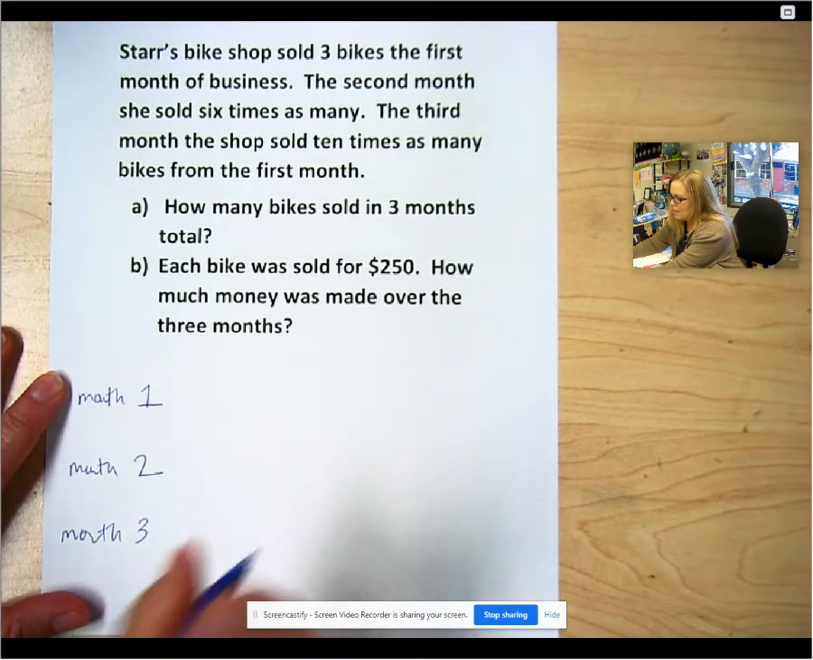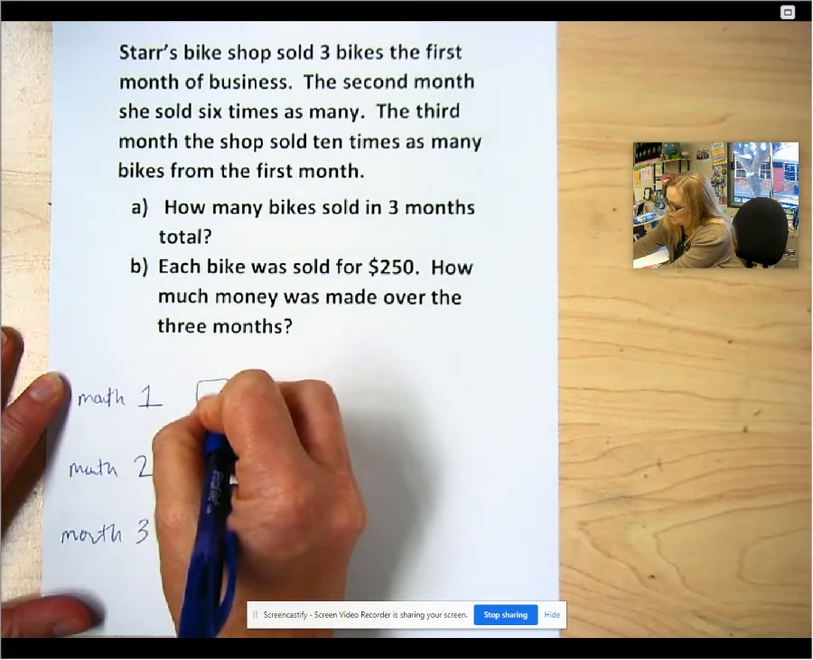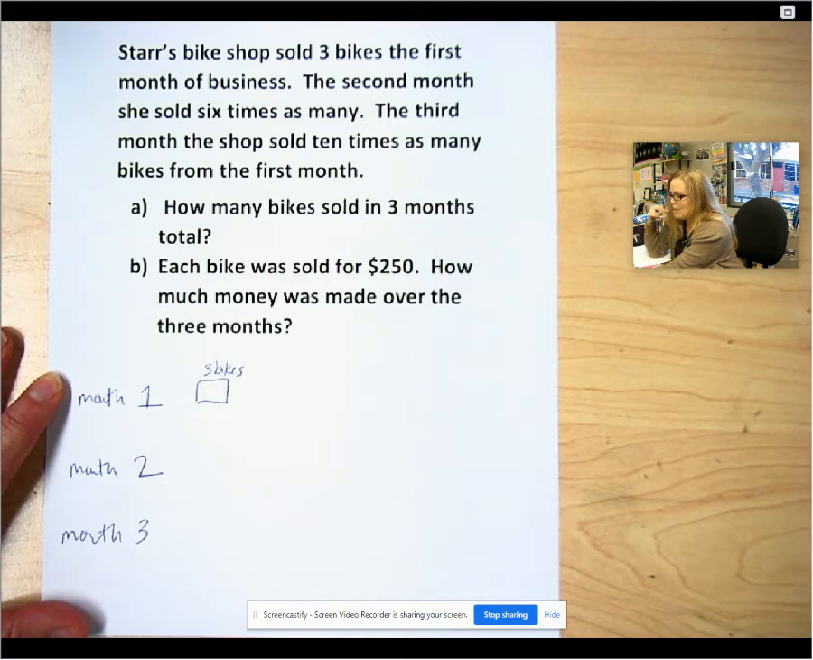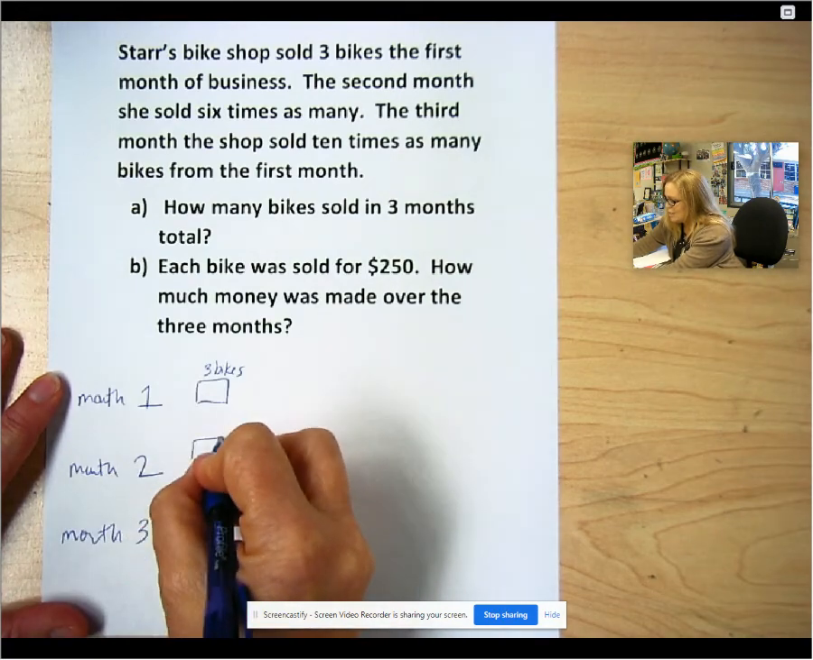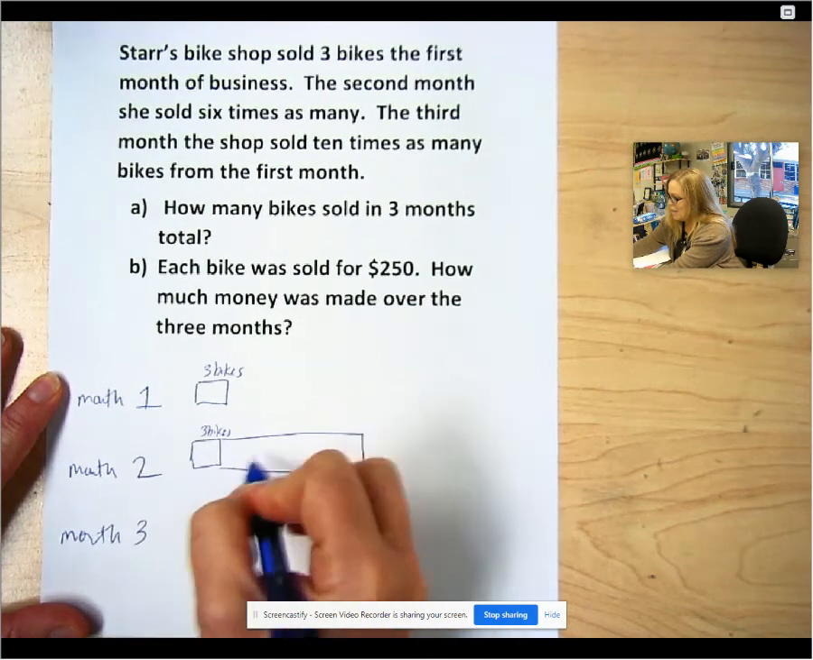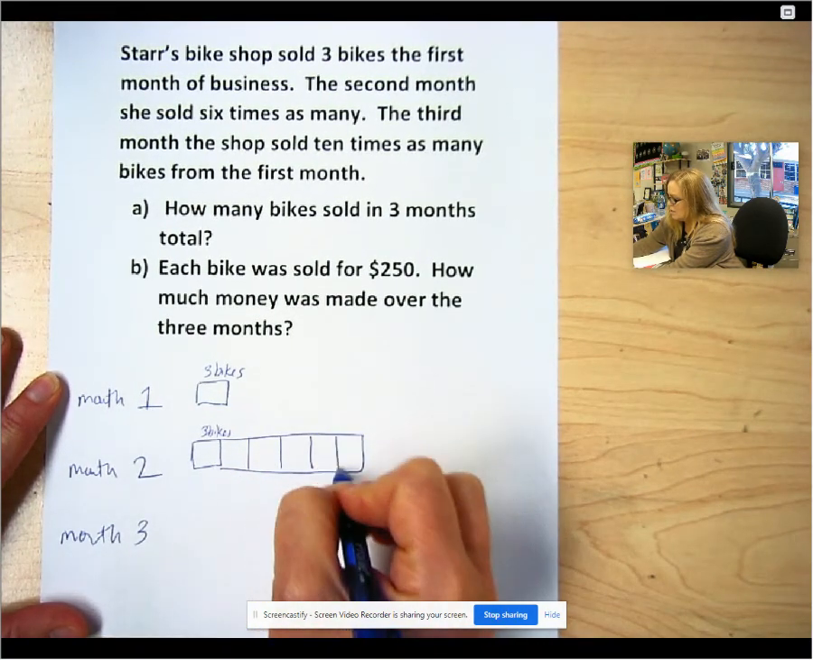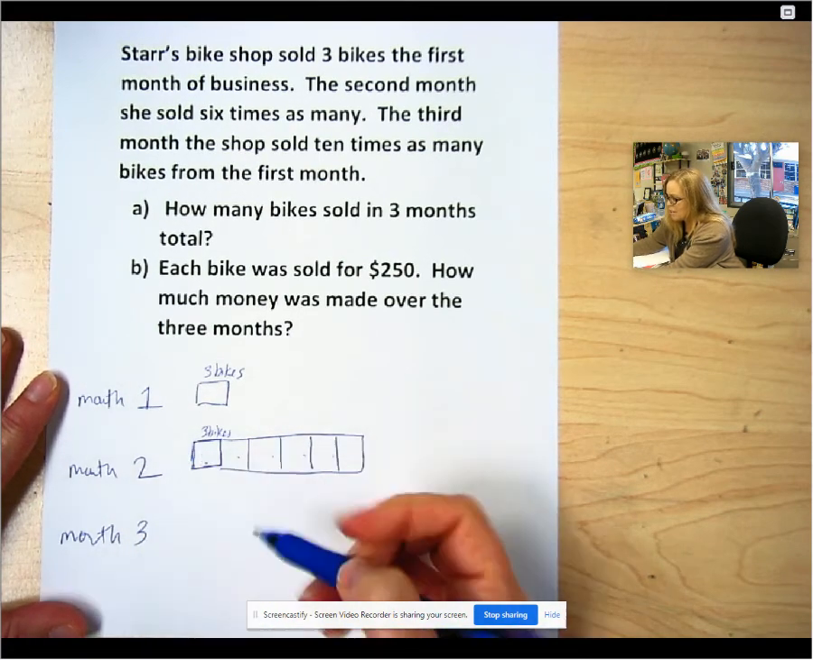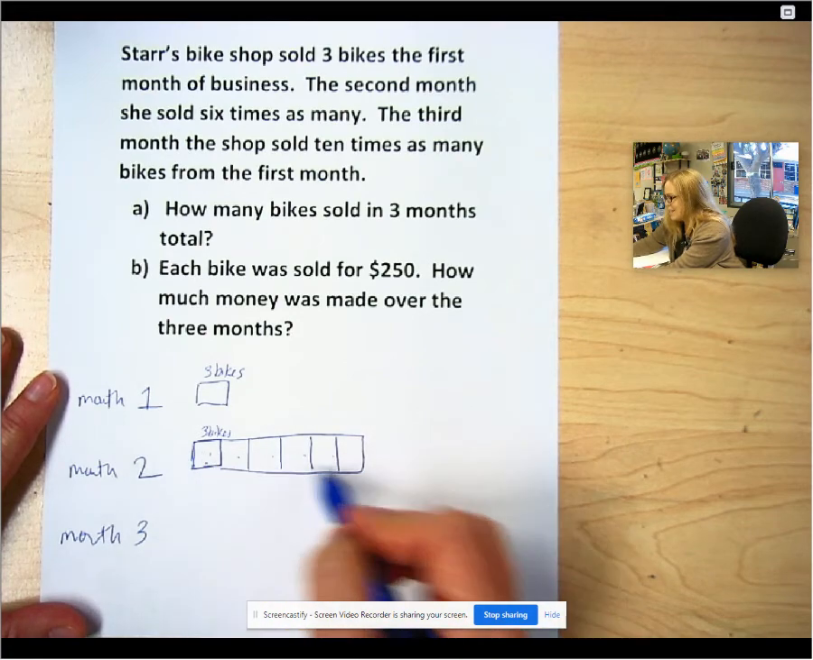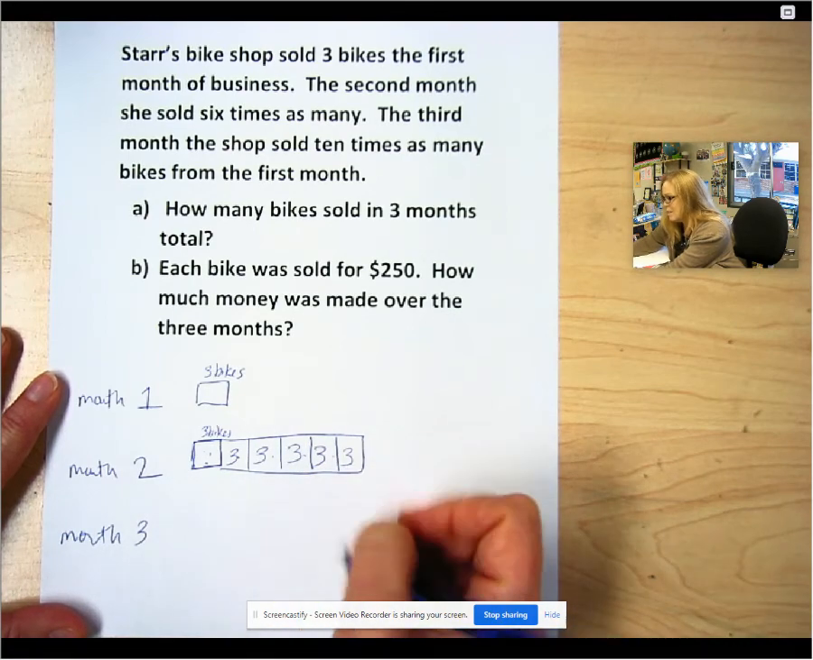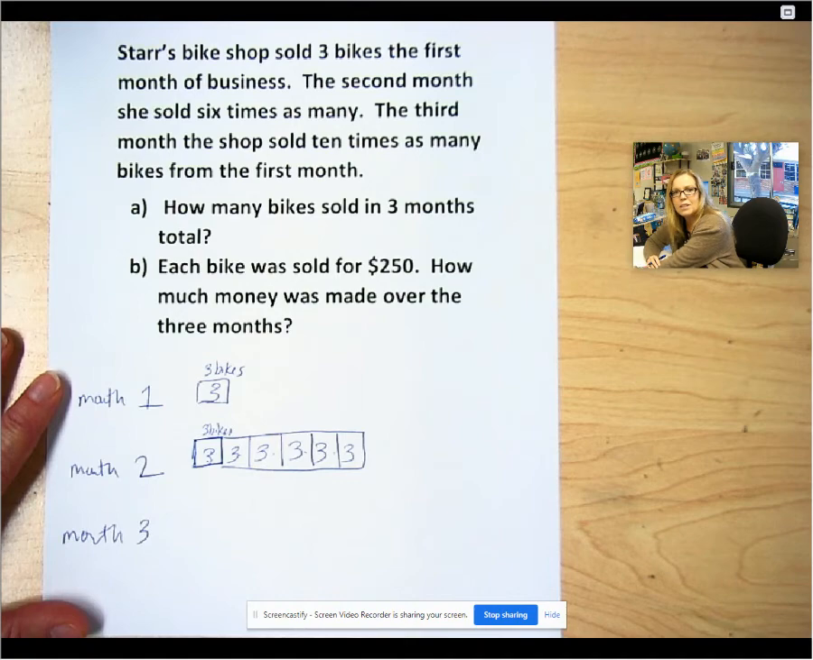So the first month of business, I sold 3 bikes. The second month of business, I sold 6 times as many. So I need to match that 3 bikes and then make my model show 6. 1, 2, 3, 4, 5, 6. Now, what is the unit amount? Well, 3 bikes. So if that's 3 bikes and this is 6 times as much, then each of these is 3 bikes, right?